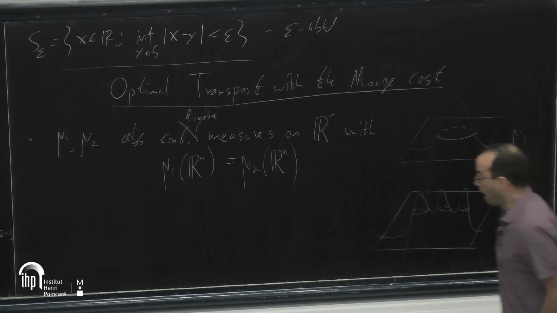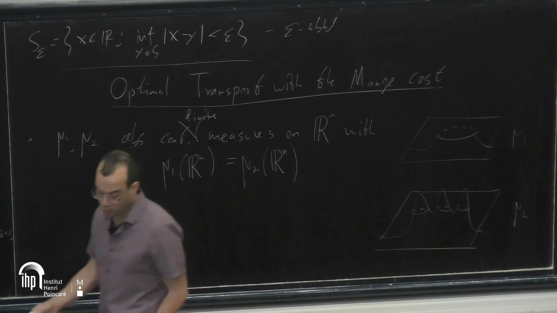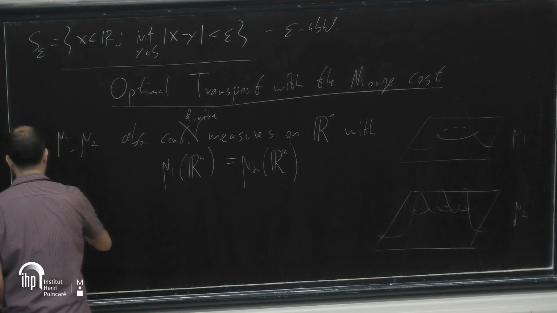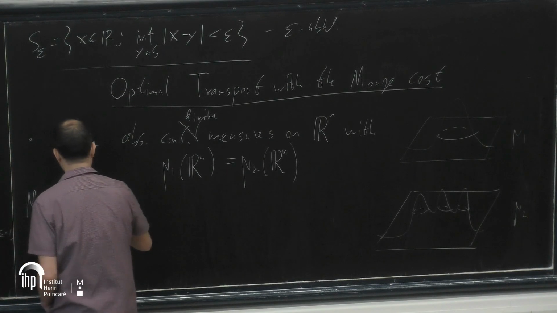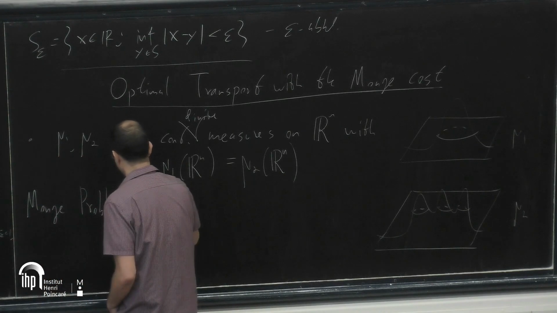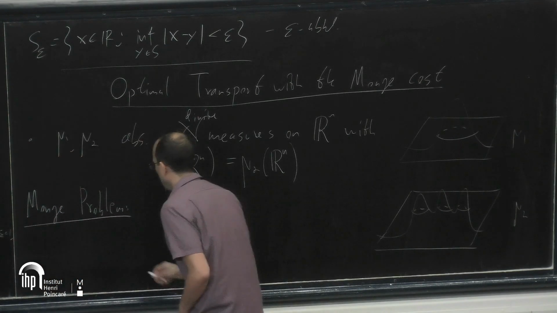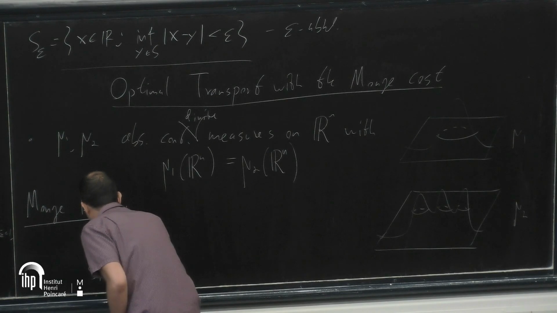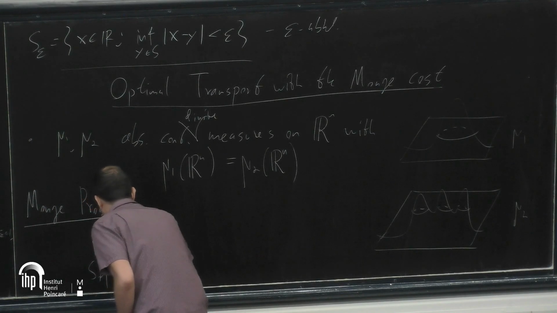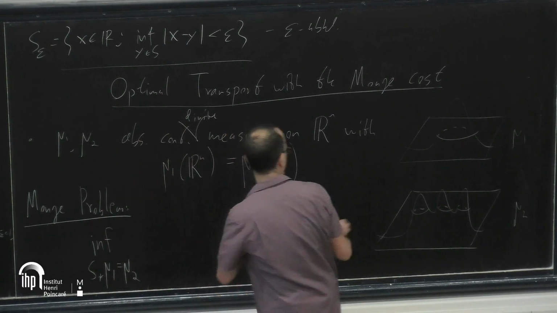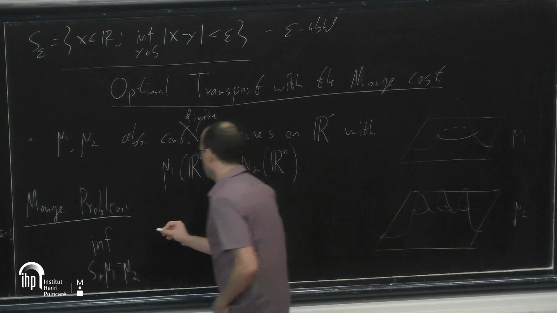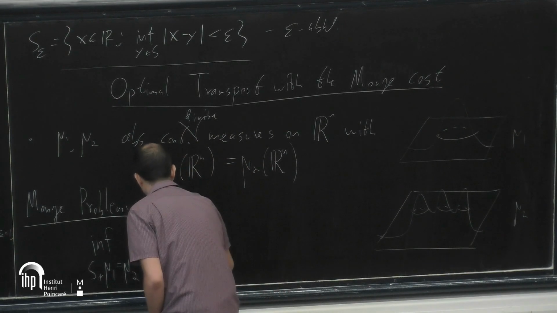Okay, and the Monge problem is the following question. We look at all ways to push forward one measure to the other. I'll explain in a second what the push forward is. And among all ways to transport mu1 to mu2, we look at the ones that minimize the cost.